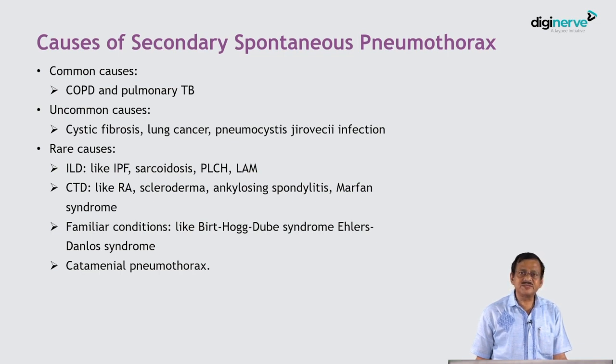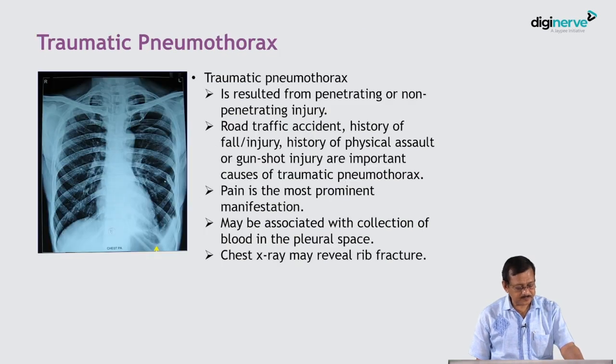And one other peculiar thing is catamenial pneumothorax, which occurs during the menstrual cycle. In females, particularly in the childbearing age group, two differential diagnoses should be considered. One is LAM, another is catamenial pneumothorax.